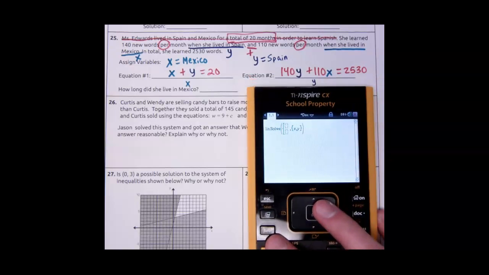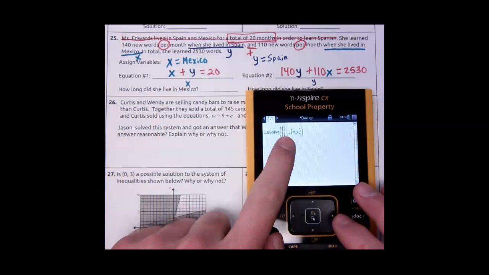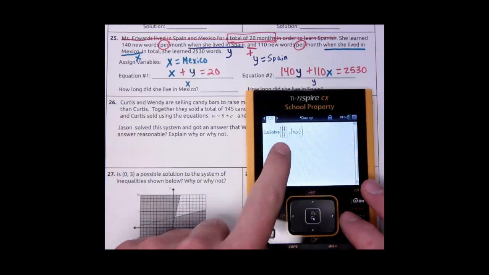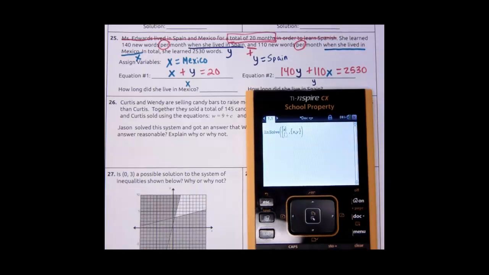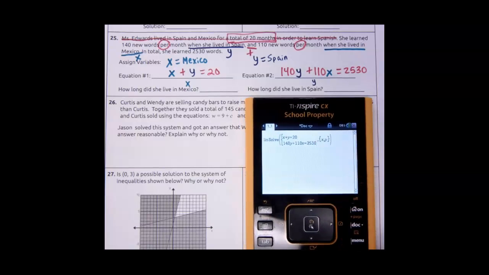All right, so now I'm at this screen, right? I need to put in this equation in the top box, the other equation in the other box. So let's do it. X plus y equals 20. Then scroll down, 140y plus 110x equals 2530. Okay? So once I have that all in there, I'm going to click Enter. So I get an answer.